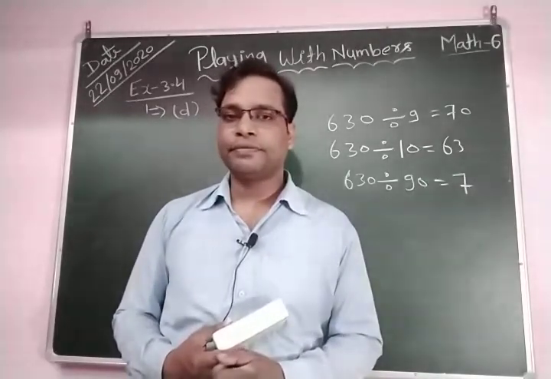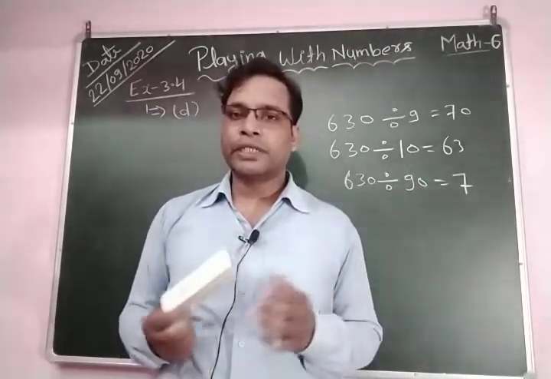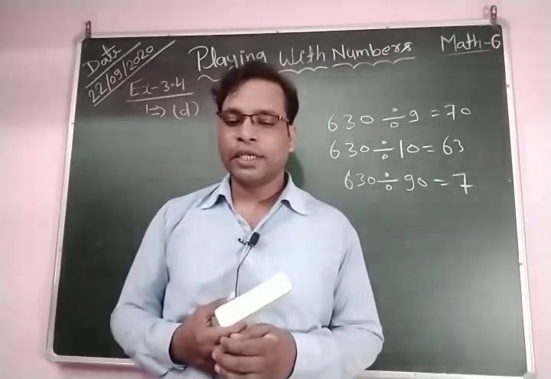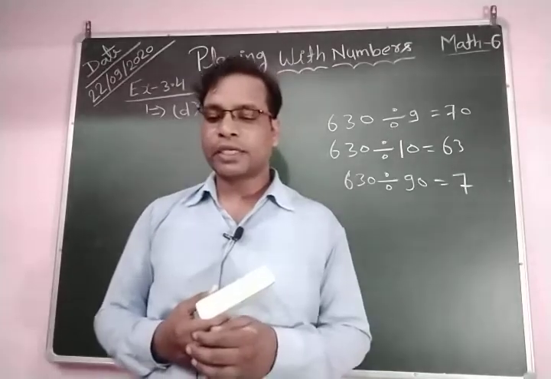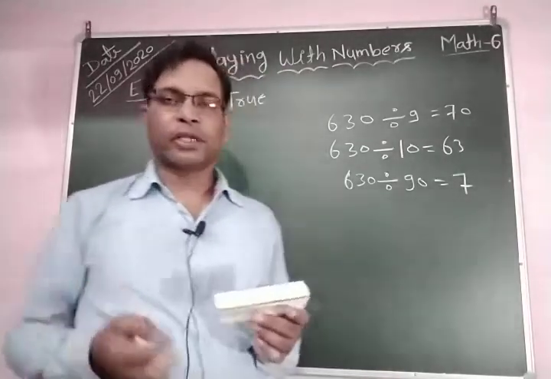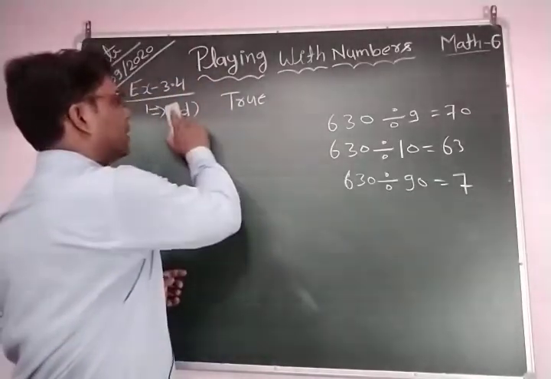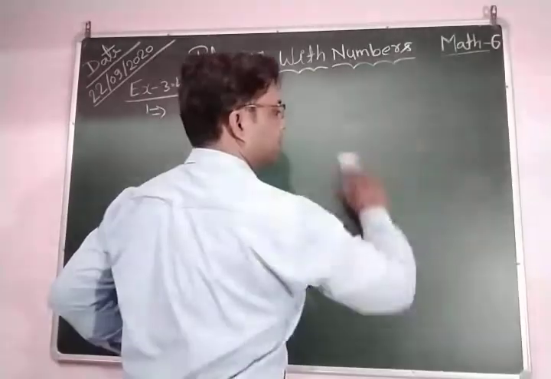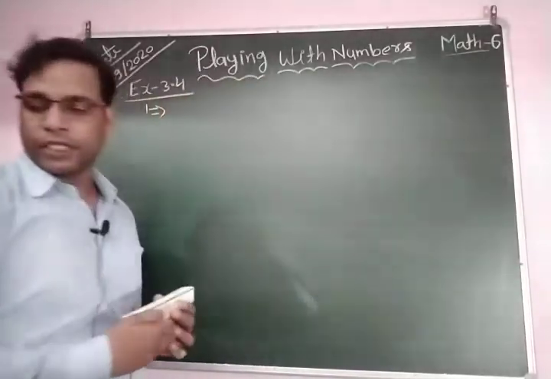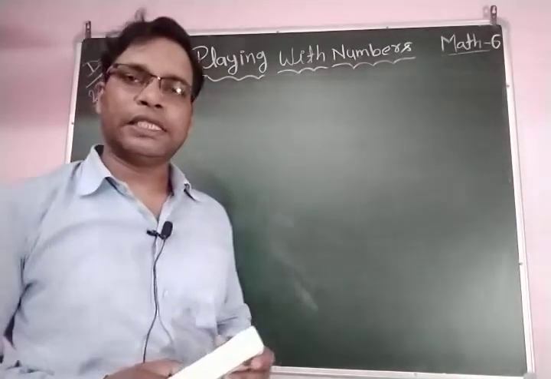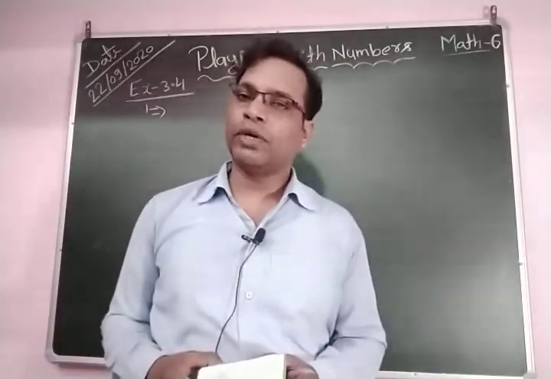Now we are going to discuss the next part of this question. The question is: if two numbers are co-prime, at least one of them must be prime. First you need to know what co-prime numbers are. After this we take a decision whether this statement is true or false.